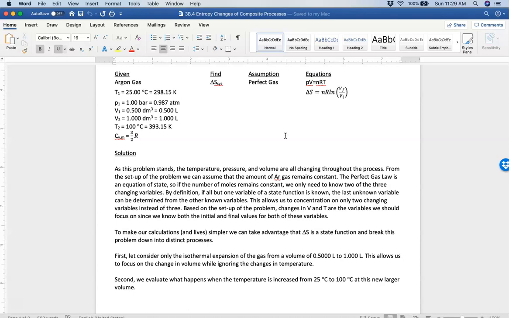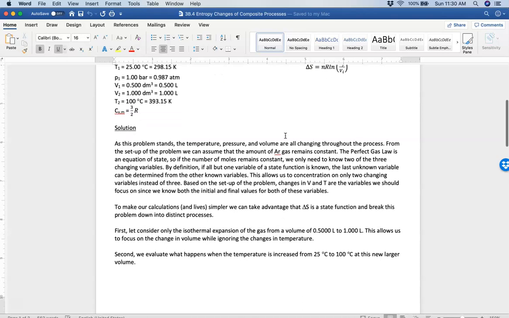The perfect gas law is an equation of state, so if the number of moles remains constant, then we only need to know two of the three changing variables, because by definition of a state function, that last variable is set by the other known variables. This allows us to concentrate on only two changing variables instead of three, making our lives easier. Based on the setup of the problem, changes in volume and temperature are the variables we're focusing on.